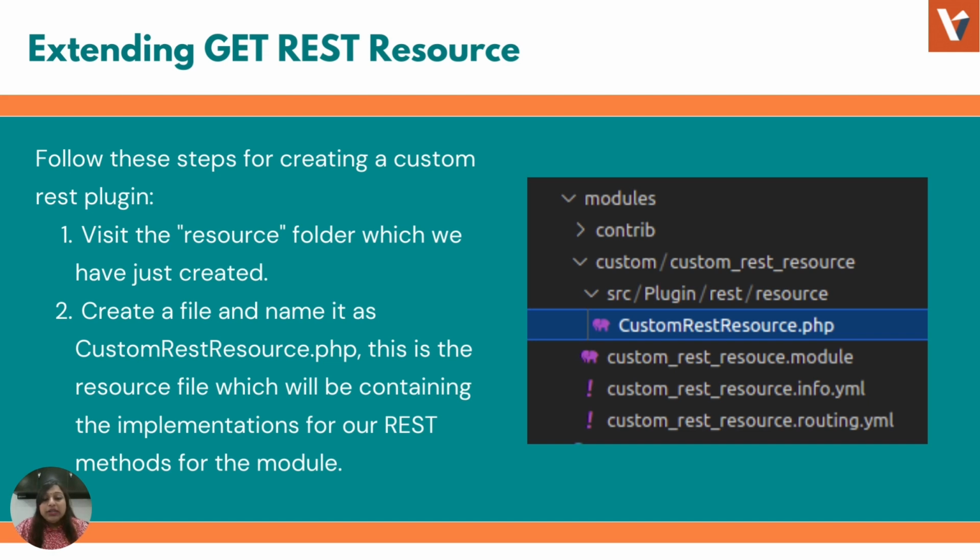Then moving further, in the resource folder, now we will create our first custom REST resource. I have created this custom REST resource for the GET method. Here, CustomRestResource.php implements the GET method. So right now I'm extending my GET REST resource. I have created this REST resource, CustomRestResource.php.